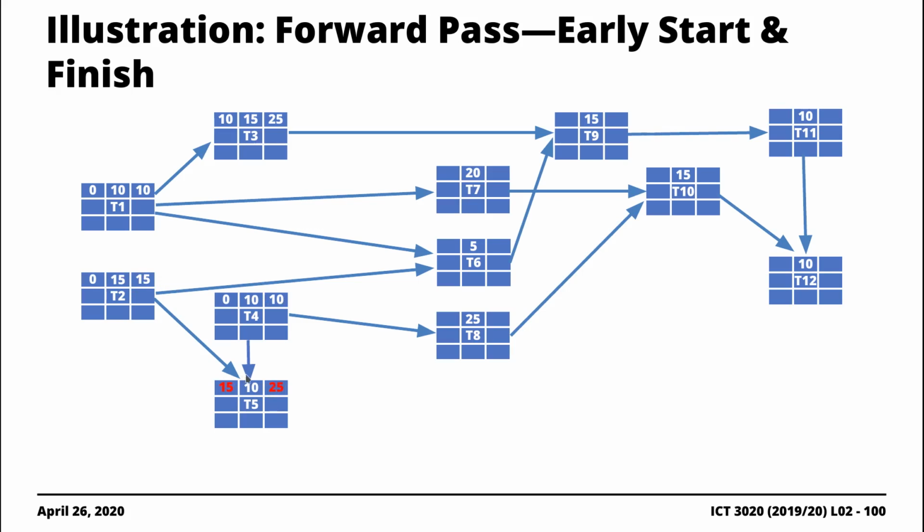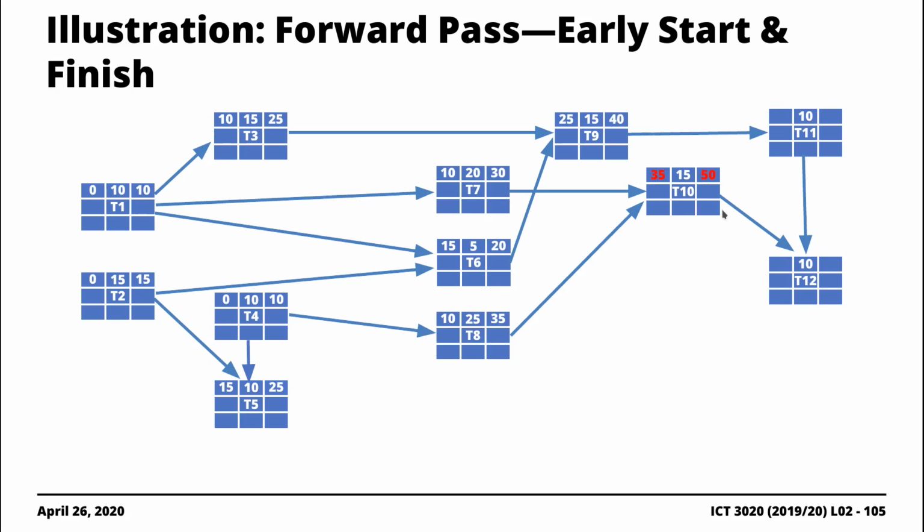We go to T6. T6 has a dependence on T1 and T2. We'll get the maximum between 10 and 15, which is why we'll have in here 15. We go to T7, 1 arrow pointing to T7, we just pull the 10. We go to T8. T8 has a dependence on T4, we just pull 10. We go to T9. T9 has a dependence on T3 and T6, so we pull the maximum, which is 25. We go to T10. T10 has a dependence on T7 and T8, so we get the maximum, which is 35.